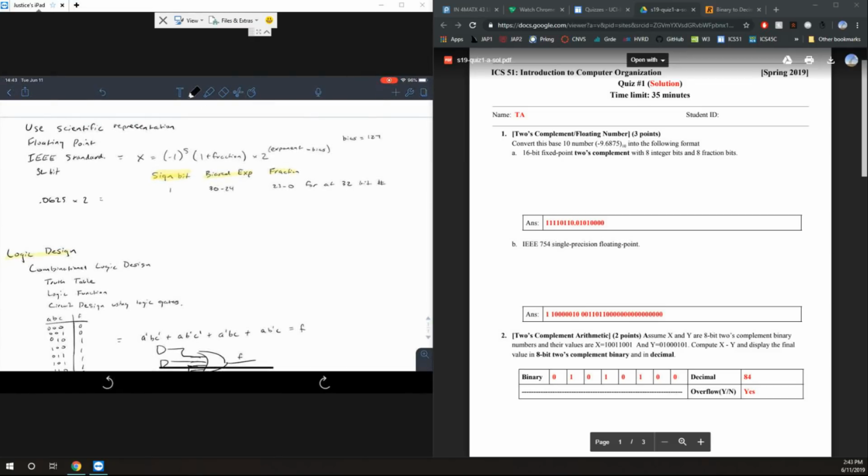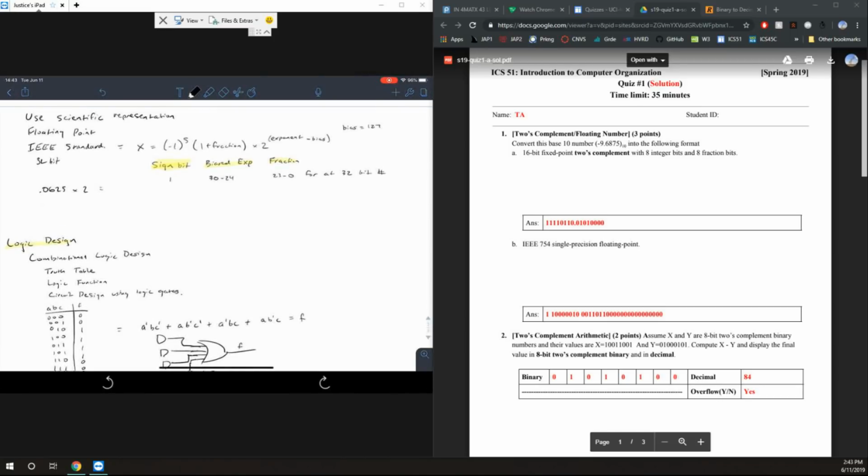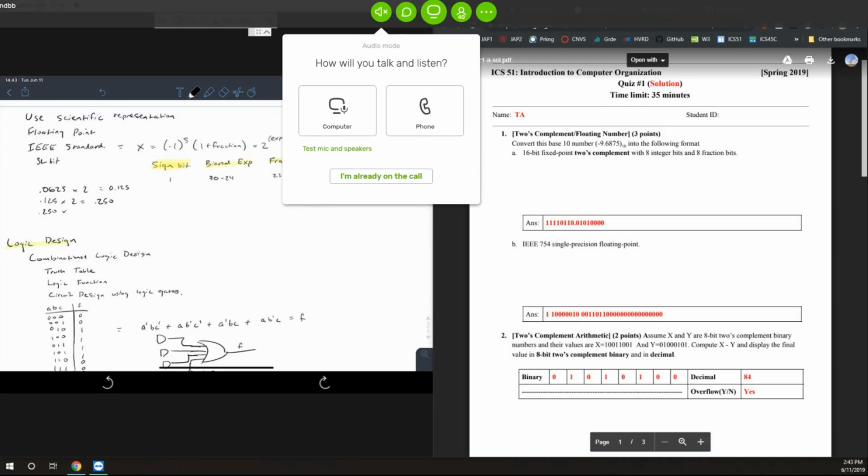And then you multiply by 2. Someone want to do it for me real quick? I'll do it quick. 0.0625 times 2 equals 0.125, and 0.125 times 2 equals 0.250, and then 0.250 times 2.